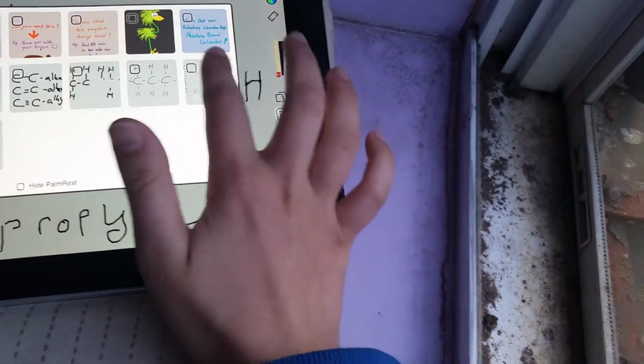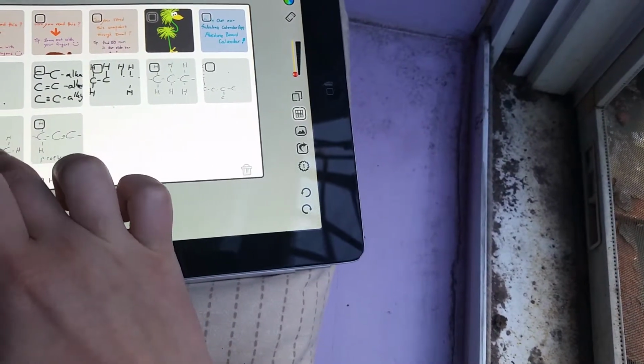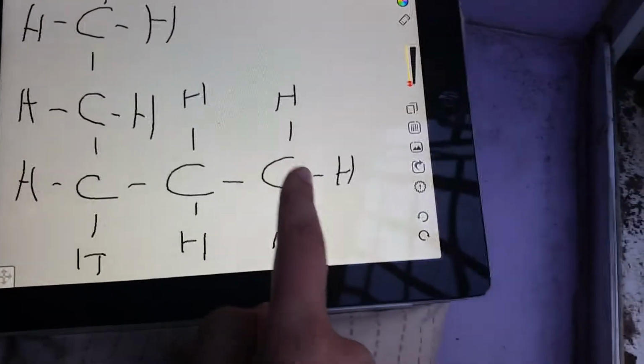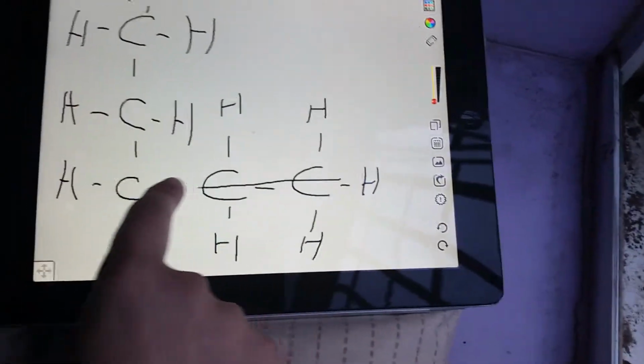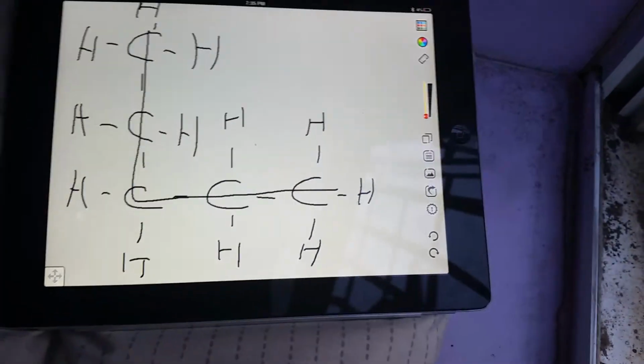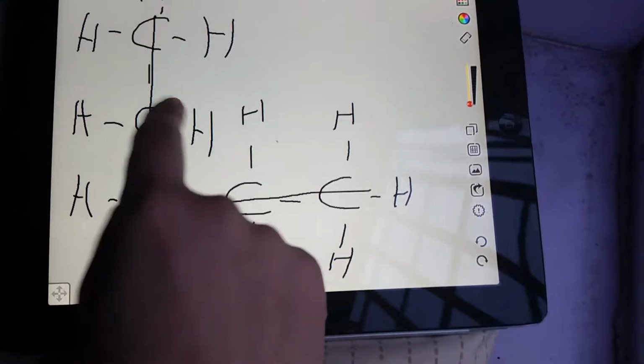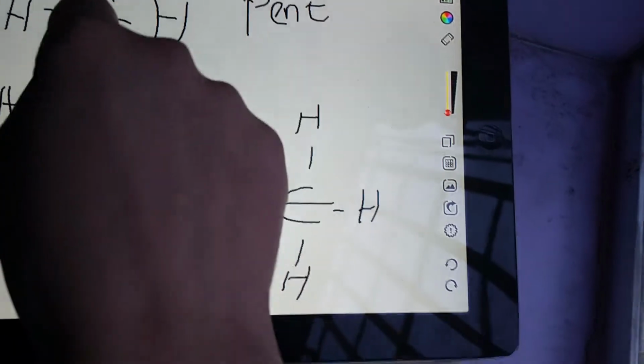Now, I'm going to go to this example, which looks really complicated, but it actually isn't. It's the exact same thing as before. Why? Because you're going to see that it's still one string of C's, because I can go through all the C's without picking up my finger. So you're going to count how many C's there are: 1, 2, 3, 4, 5. Go to table P. We find that 5 is pent. I'm going to write down pent. And then again, they're all single bonds, so it's pentane.